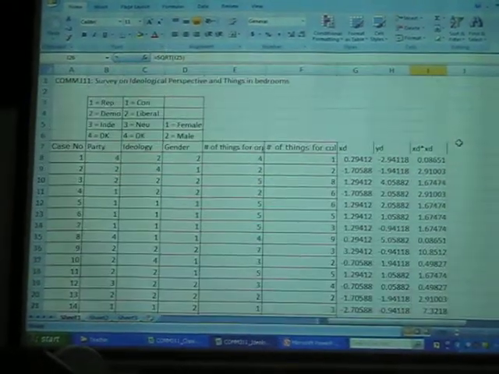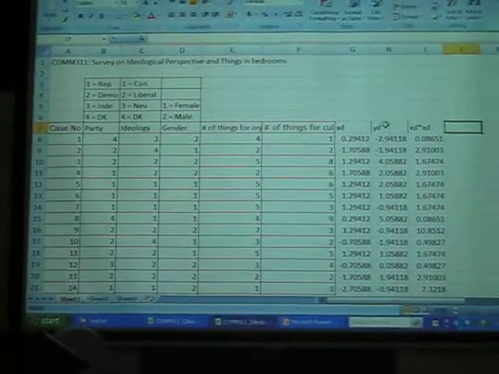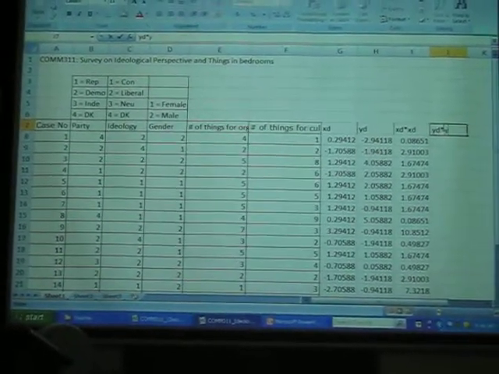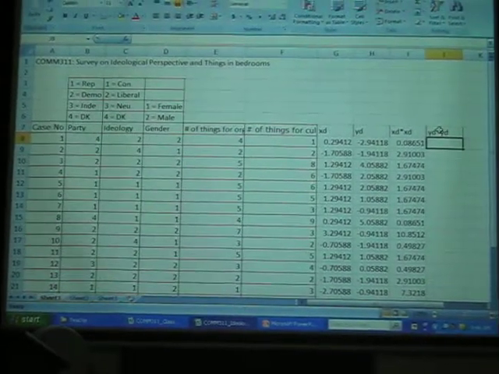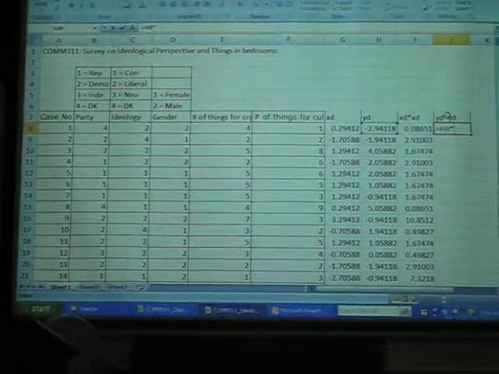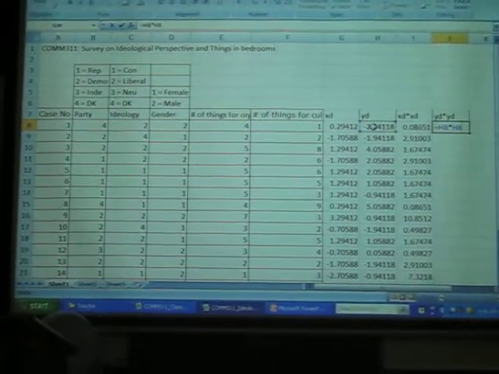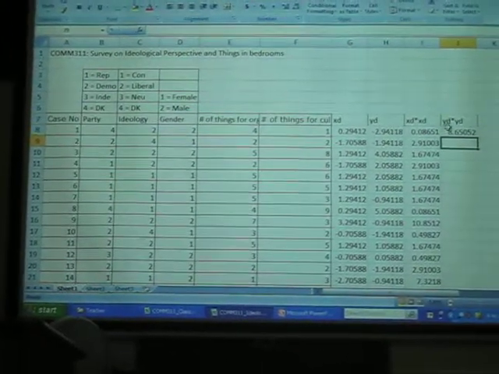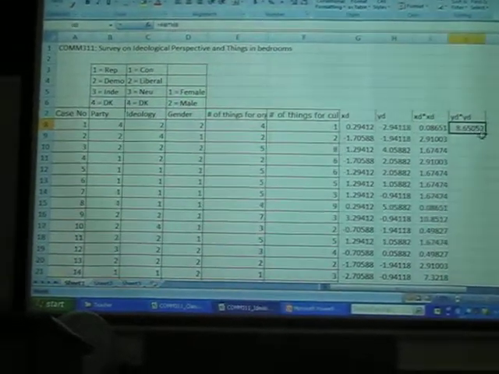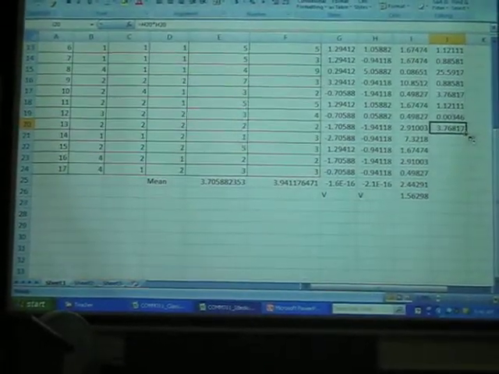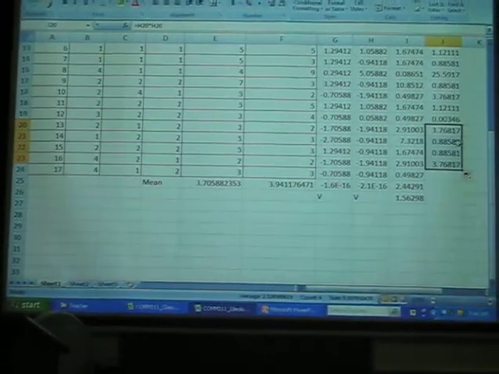I'm going to do it very slowly for y. For y, we have y deviations, and yd times yd. That's the square of deviations. Equal sign, and yd times yd, right? H8 times H8. That's the square of this number. Okay. Once we have this one, we just copy.